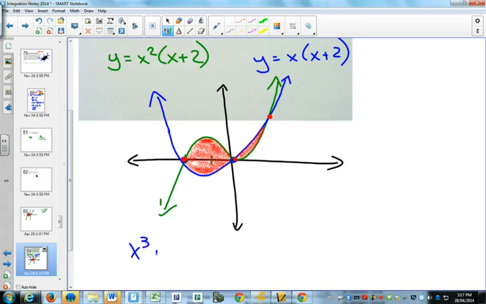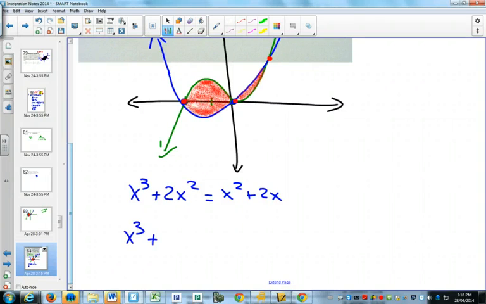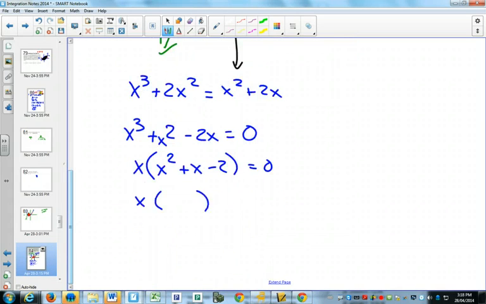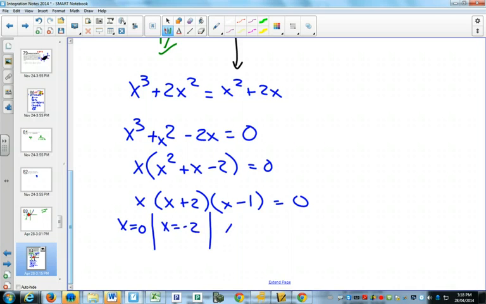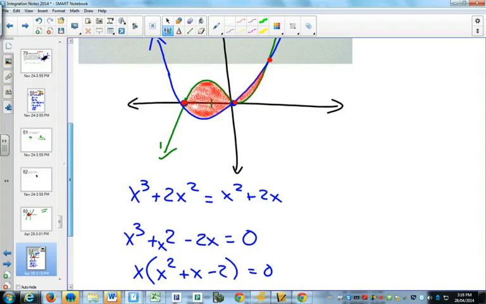x cubed plus 2x squared is equal to x squared plus 2x. Move everything over onto one side, and you get x cubed plus x squared minus 2x equals 0. We can factor out an x, leaving you with x squared plus x minus 2, which factors as x plus 2, x minus 1. So we get x equals 0, which we knew, and x equals -2, which we knew. But now we know the other one happens at x equals 1. And obviously, you can see by my scale, it was perfectly drawn to scale.